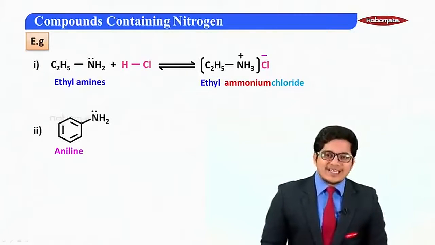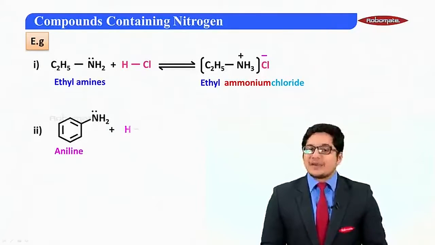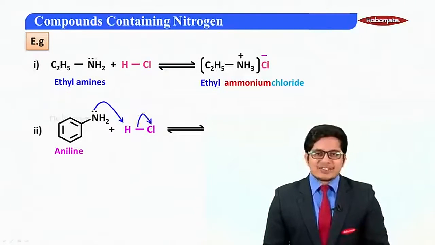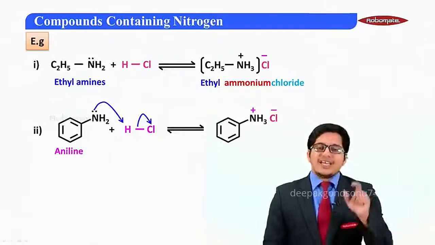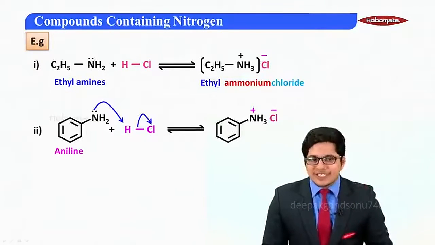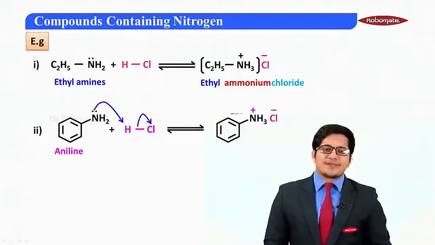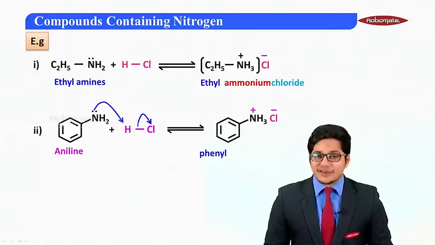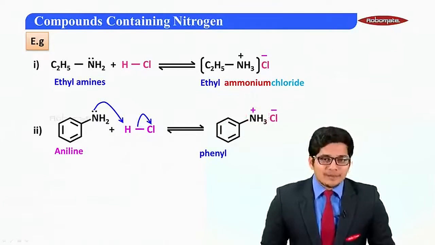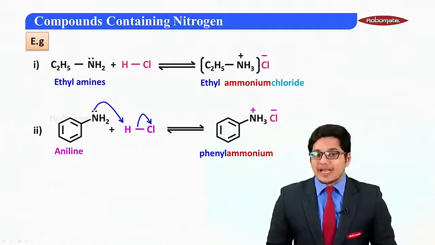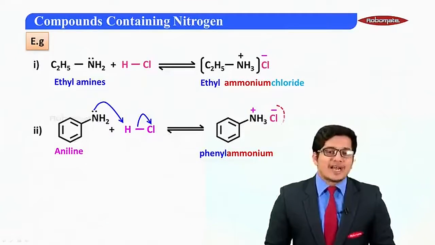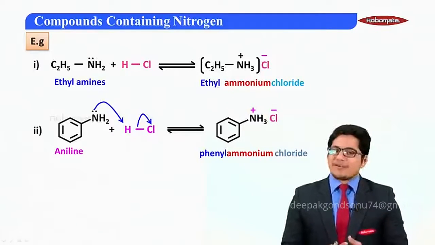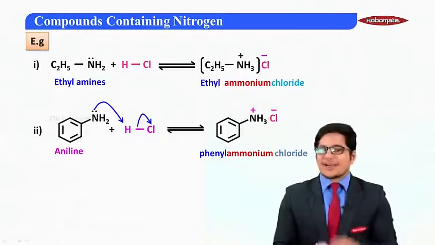Let's take the second example, aniline. This aniline is again treated with HCl, a reversible reaction, and we get a product that is a benzene ring attached to NH3 positive and Cl negative. Does it consist of a phenyl group? Yes. Does it have an ammonium group? Yes. And lastly, does it have chloride? Yes. So the name of this compound is phenyl ammonium chloride.